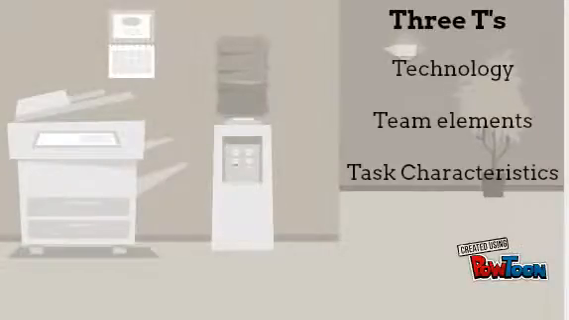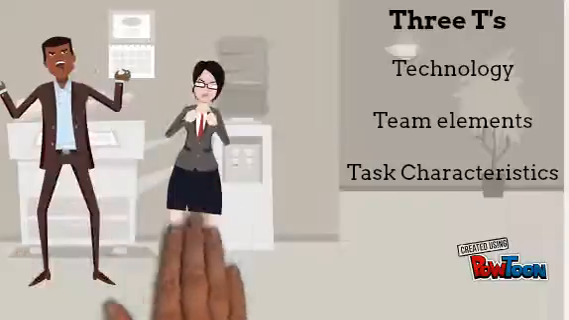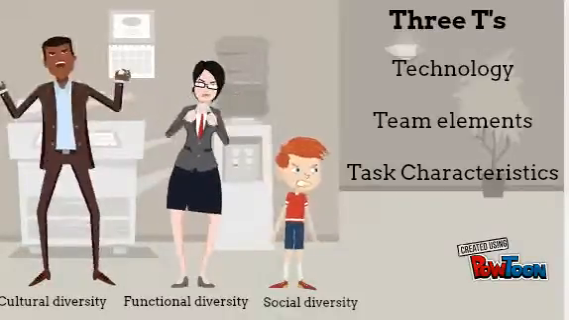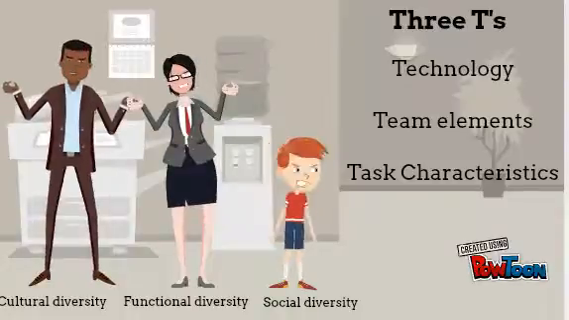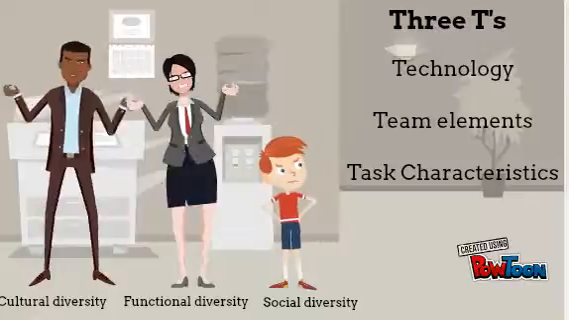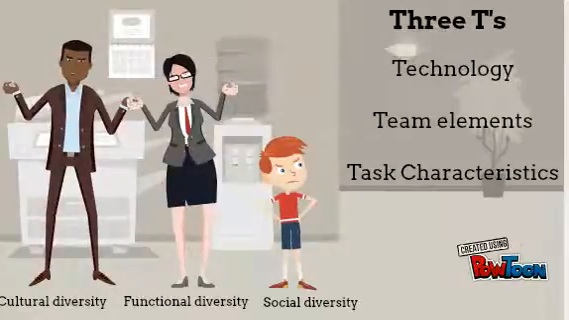Can, Hallie, Tan and Wei discuss three antecedents to GVT conflict, which are technology, team elements, and task characteristics, also known as the 3 Ts. They studied 3 GVTs and found that cultural diversity was the cause of the majority of conflict they observed. Functional diversity, which is the differences in educational background and expertise of team members, also led to conflicts. However, social diversity, which is like age and gender, did not appear to have any significant conflict in GVTs.